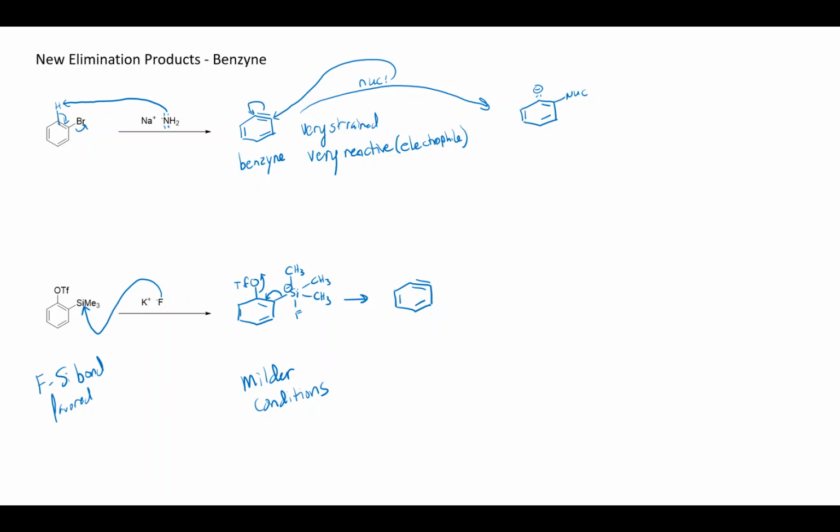Okay, so if you see these kinds of things, right, leaving groups on benzene rings with strong base around, or this trimethylsilyl and triflate on neighboring carbons like that, this is a hint that benzyne may be something that's formed there.